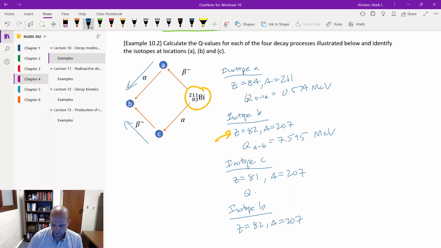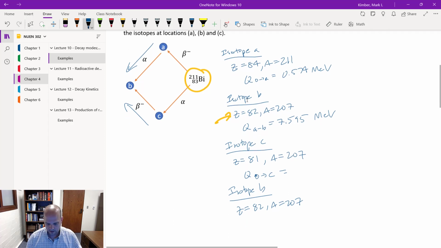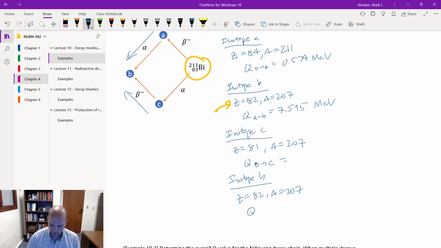The Q value from, let's see, this would be from state 0 to C. And then finally I've got the Q value from C to B. And those are going to be equal to 6.750 MeV, and from C to B was 1.418 MeV.